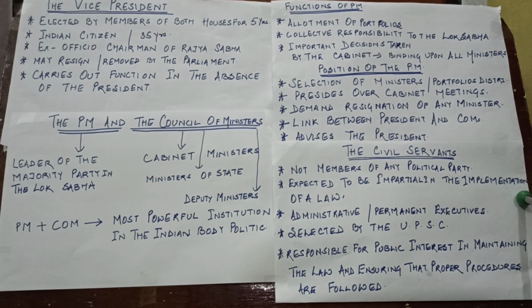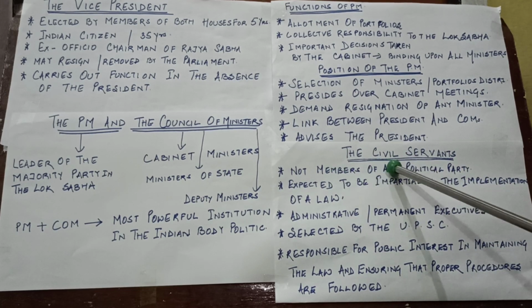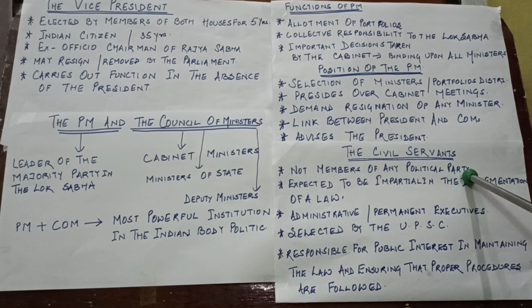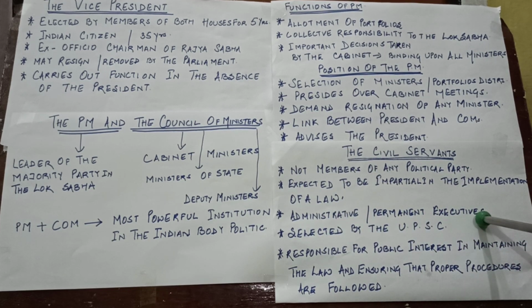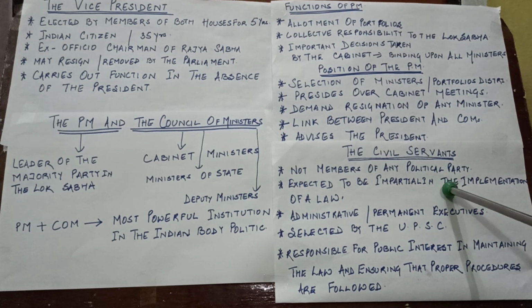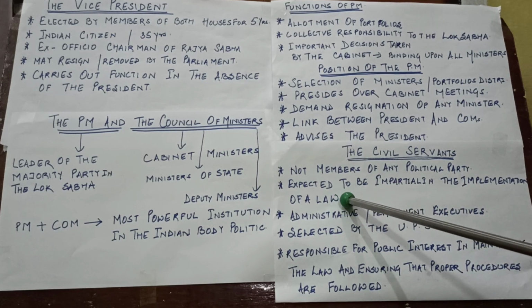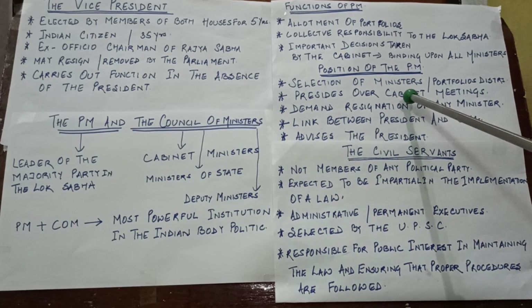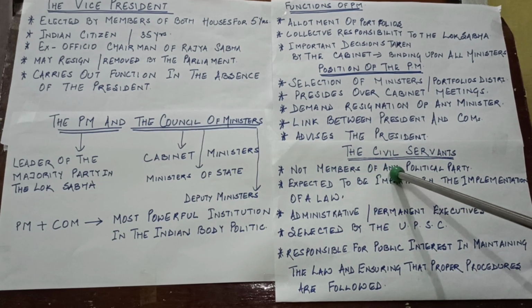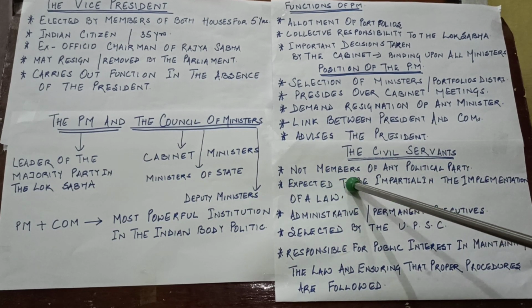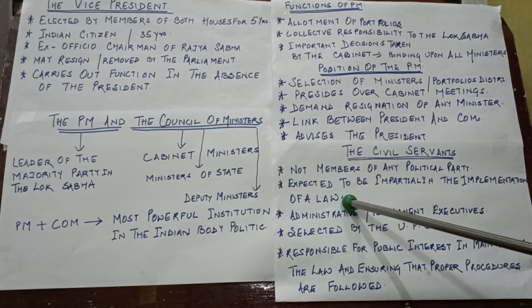Coming on to the last topic, that is the civil servants. Civil servants are not members of any political party. This is the reason why they are called as the administrative and permanent executives. They are the ones who are responsible for the implementation of a law which have been formulated by the cabinet. So as they are not members of any political party, they are expected to be impartial in the enforcing or implementation of a law.